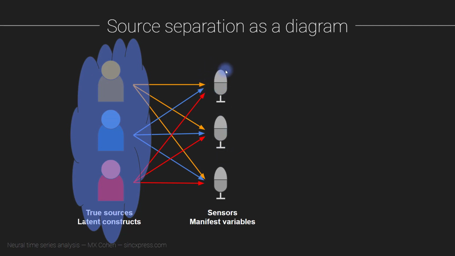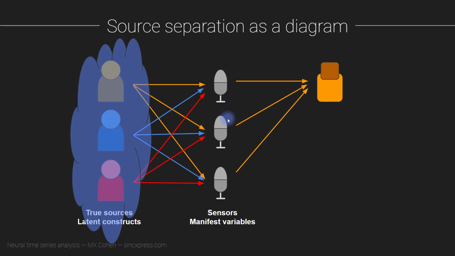So you can start to see what the problem is. If we want to isolate this one source, that's not possible just from measuring, let's say, this one electrode. That's because this one sensor, this manifest variable, contains a mixture of multiple sources, some of which are signals and some of which are noise. Okay, so you can probably guess where this is going.